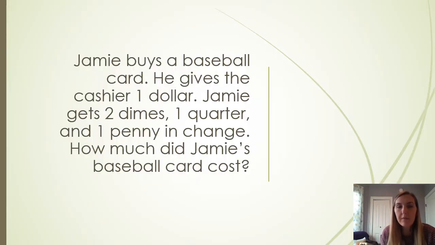Jamie buys a baseball card. He gives the cashier $1. Now remember, $1 is the same as 100 cents. Jamie gets 2 dimes, 1 quarter, and 1 penny in change. How much did Jamie's baseball card cost? This one is trickier. The problem tells us the types of coins that the cashier gives Jamie. We need to figure out how much Jamie's baseball card cost.